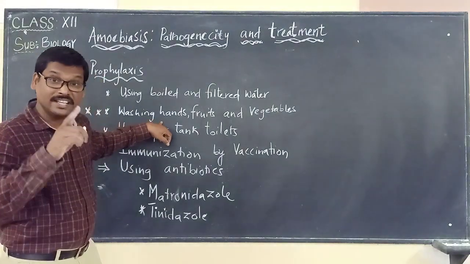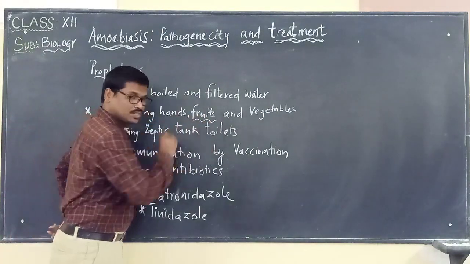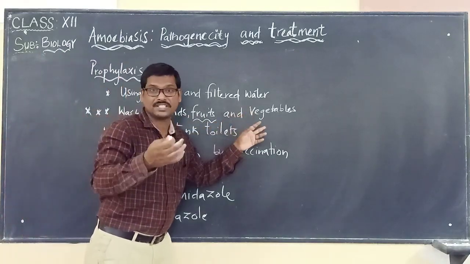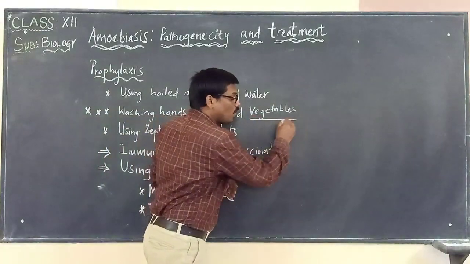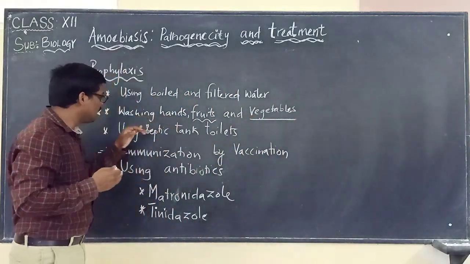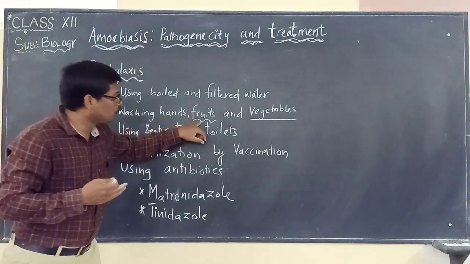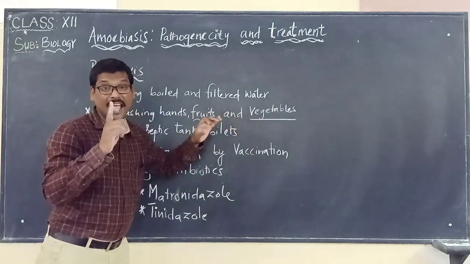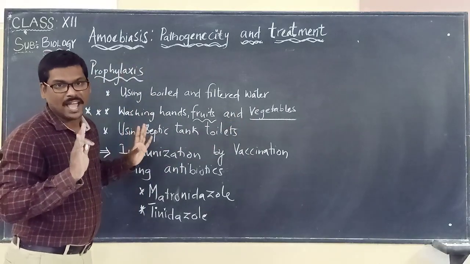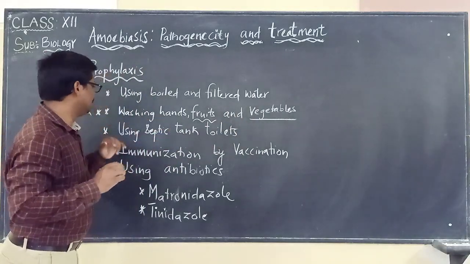Washing hands, and even before we eat fruits, we should wash the fruits. And even vegetables should be washed thoroughly before we cook them. So here, washing hands, fruits and vegetables is another action that is nothing but prophylaxis, an action we are taking to prevent the disease.